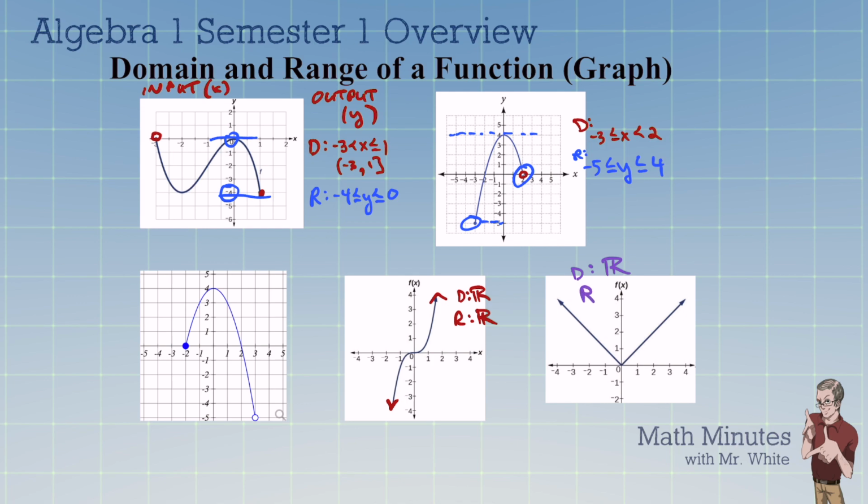However, what about the range? It's not all real numbers. How low does it go? It goes as low as the x-axis and then goes forever. So we would say the range is y is greater than or equal to 0. So it goes from 0 all the way up to infinity.